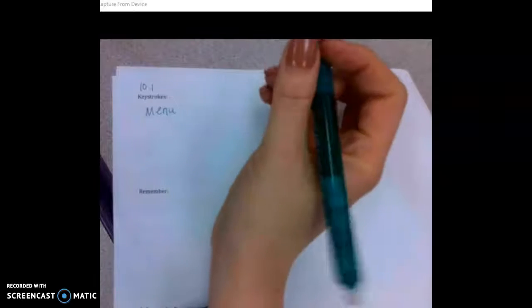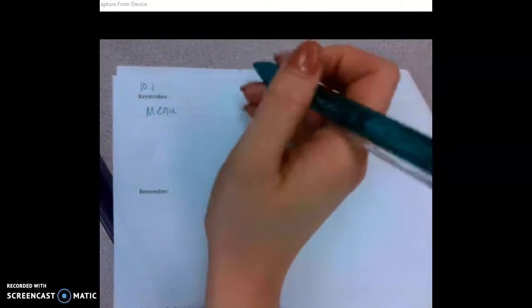Alright guys, this is going to finish off where we left the 10.1 notes in class on February 21st.